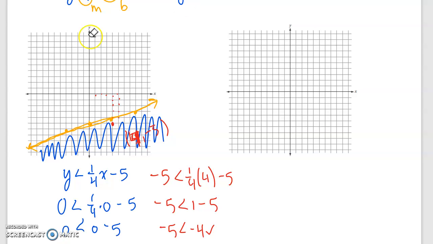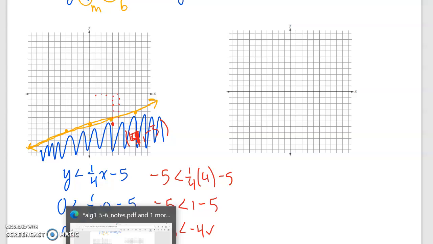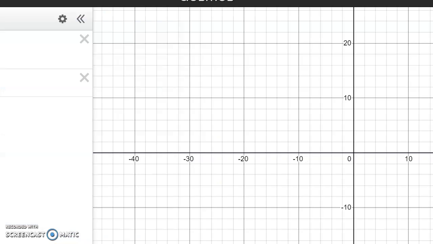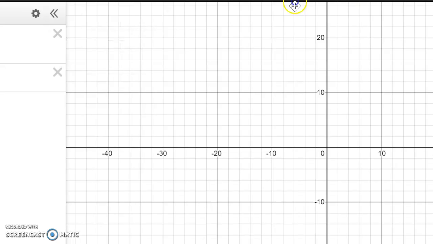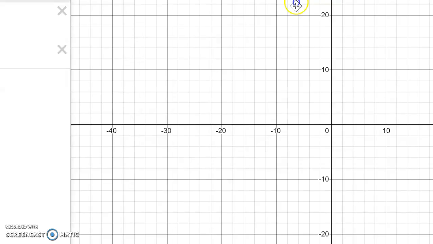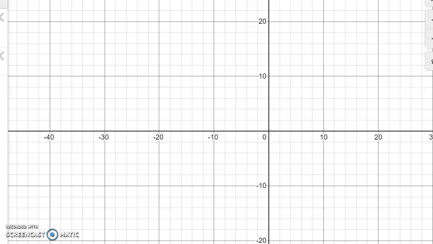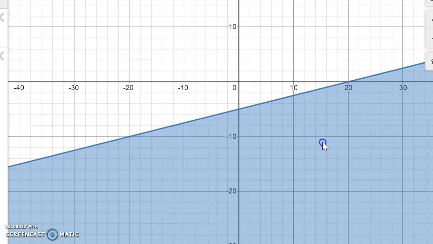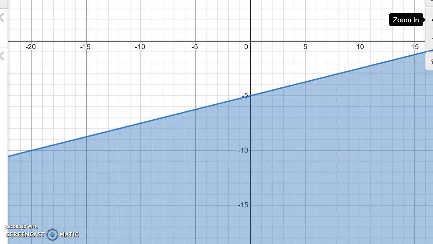And just so that you get a different perspective on this, I went ahead and I graphed this in Desmos. And I'm going to toggle it on. Right now, you can see I have typed the equation, or the inequality, excuse me, into Desmos. And I'm going to turn it on. And there you go. There is the shading, just like we saw it.